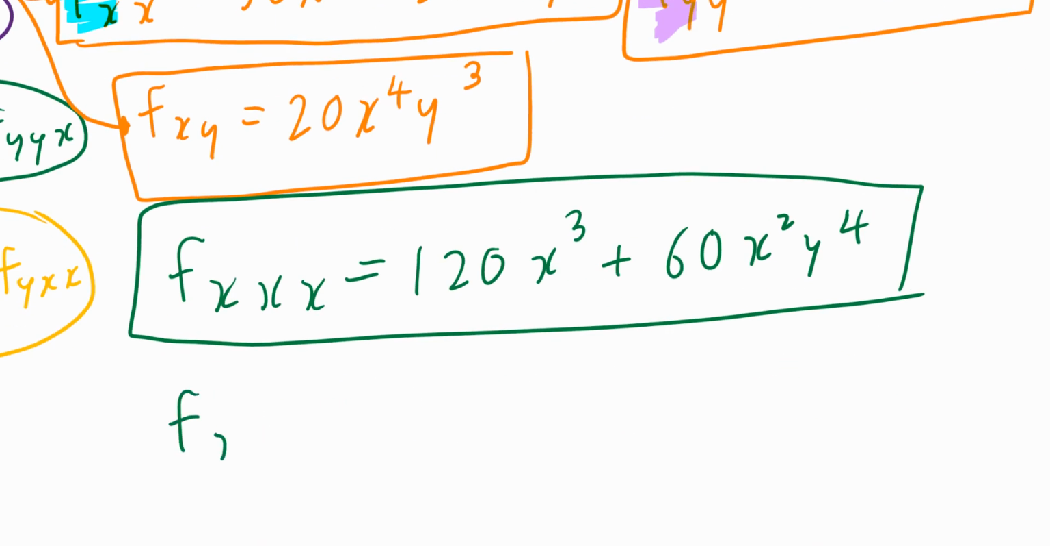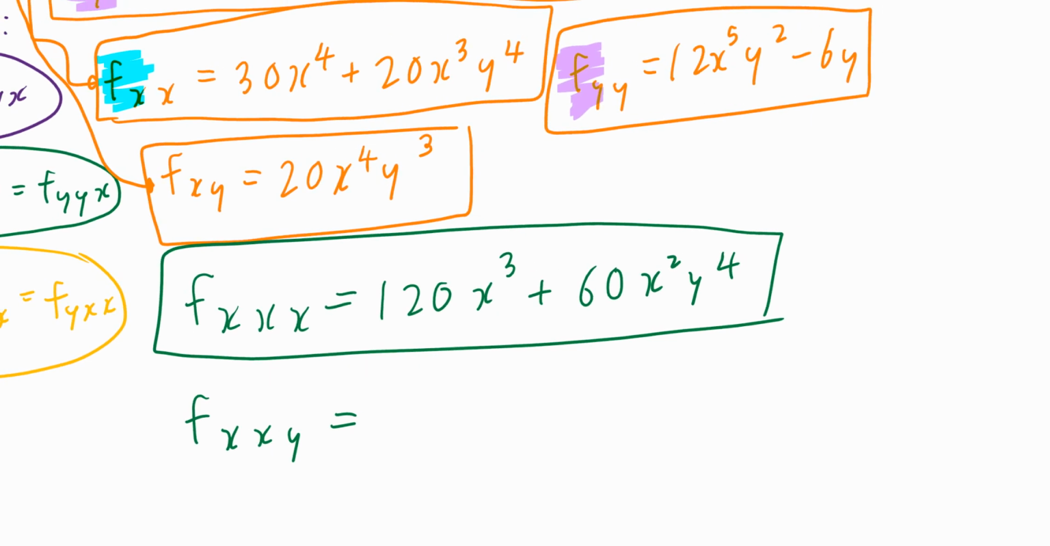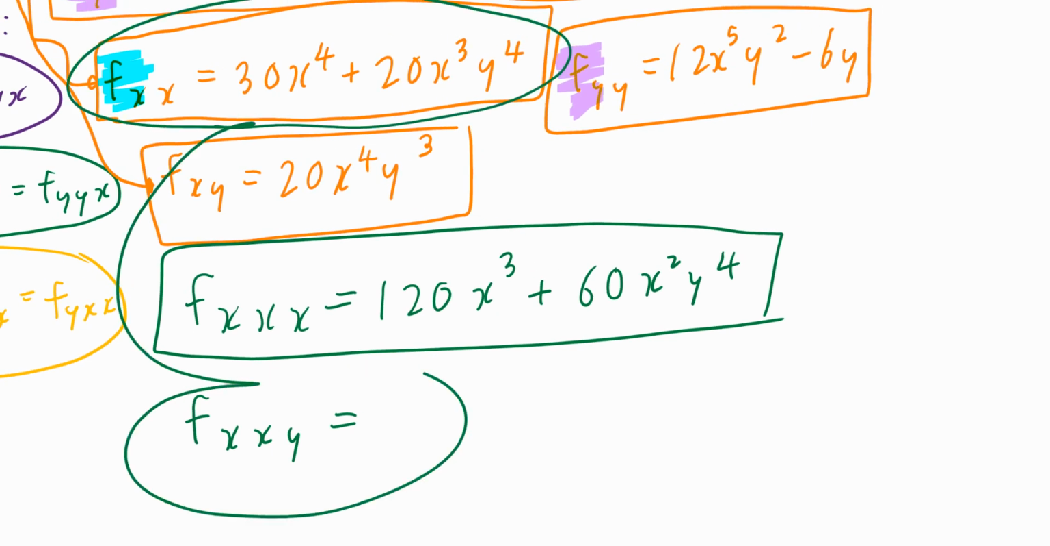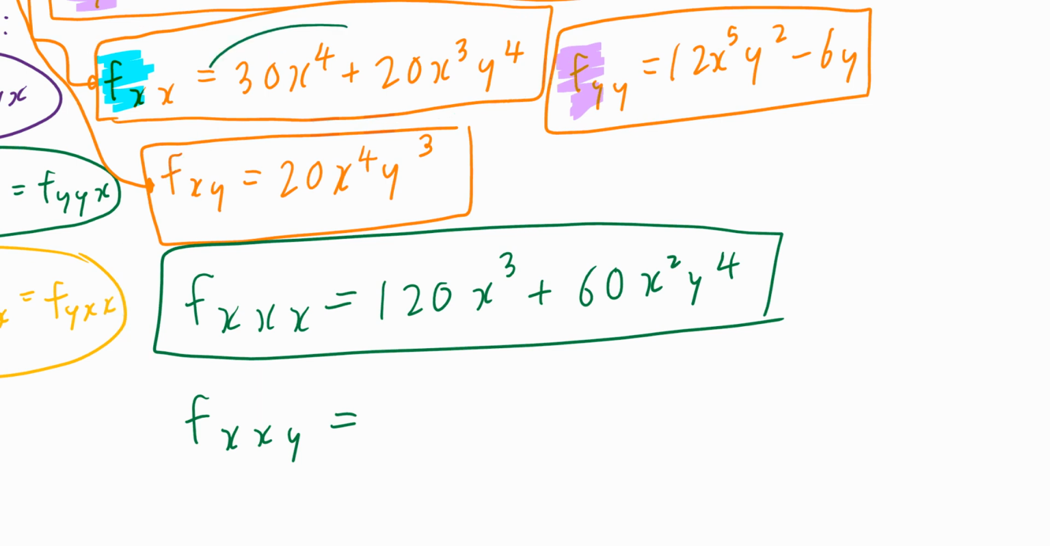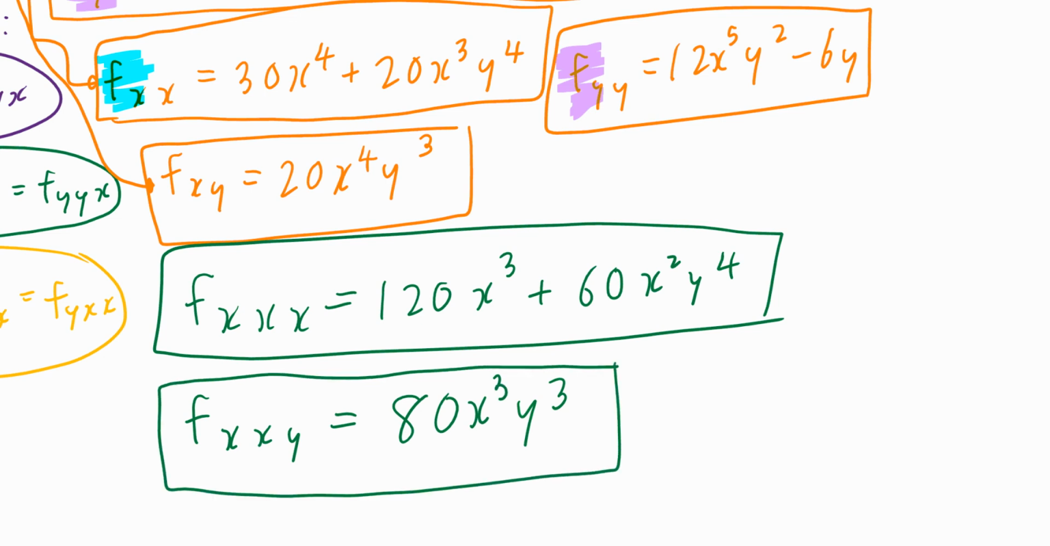fxxy. Again, this means I go back and I'm starting with fxx and I take the derivative with respect to y. So again, because 30x to the 4 is going to be a constant, the derivative is going to be 0. And now, when I take the derivative of y to the power 4, that's going to be 4y cubed. And again, 4 times 20x cubed equals 80x cubed times y cubed. And again, this will equal two other parts in a moment.